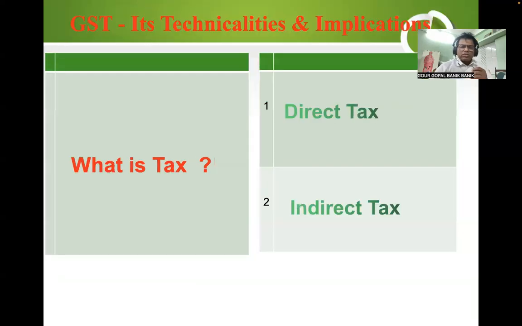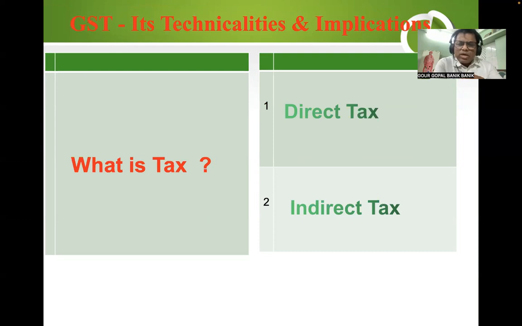So here you have to understand two things: what is direct tax and what is indirect tax? Direct tax is that tax where the burden of tax cannot be shifted. But in indirect tax, the burden of tax can be shifted. Here you just remember two things: one is impact, the other is incidence.